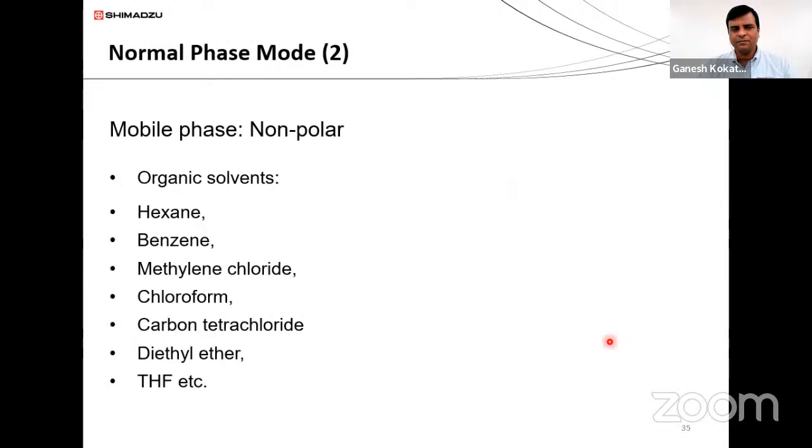So what are the different phases of normal phase chromatography? Normally, as I mentioned already, the mobile phases are non-polar in moiety, like hexane, benzene, MDC, chloroform, carbon tetrachloride or THF. These are some non-polar mobile phases which we prefer to use while analyzing on normal phase chromatography.